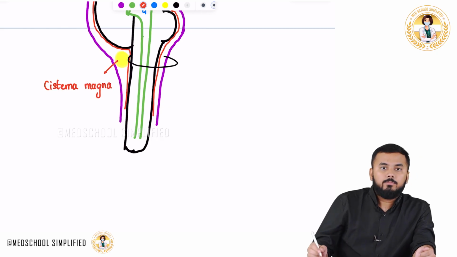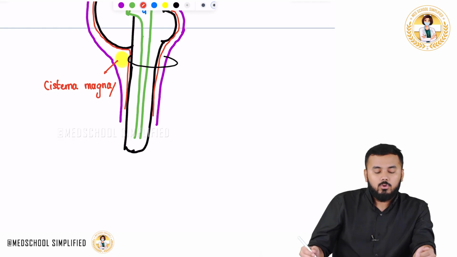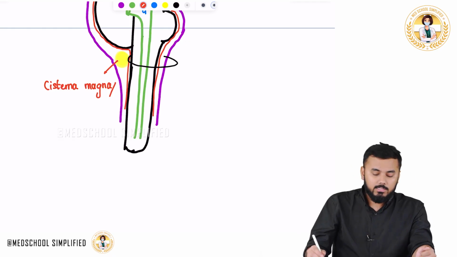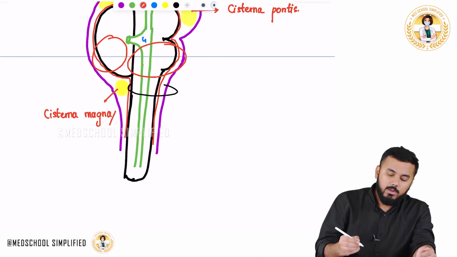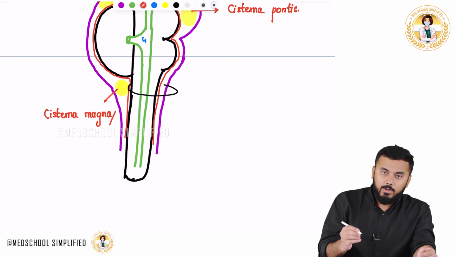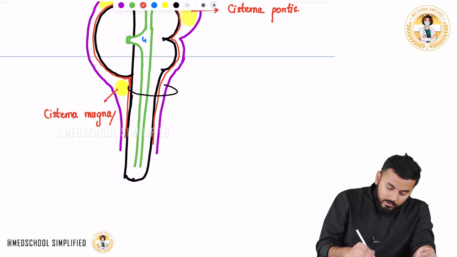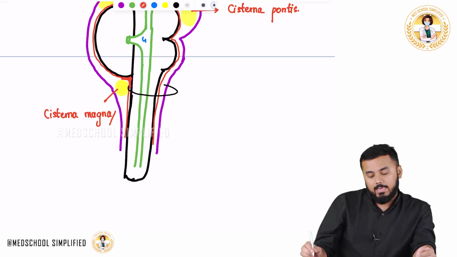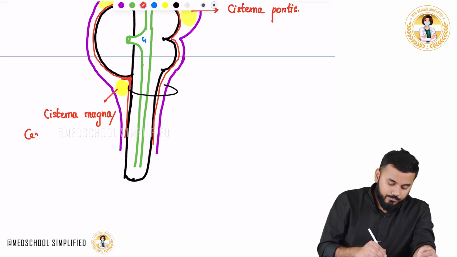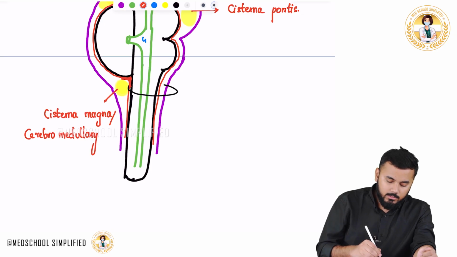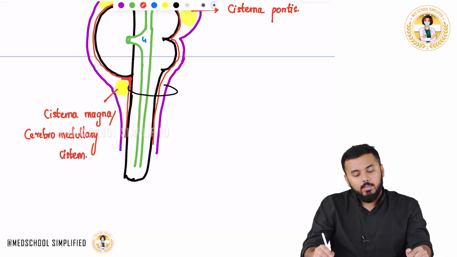Cisterna magna, or you can also call it the cerebellomedullary cistern. Why? Because this part is the medulla oblongata, this part is the cerebellum. So between the cerebellum and medulla oblongata, exactly here, at this angle you have a cistern. So you can call it the cerebellomedullary cistern. Two names have been given to it.